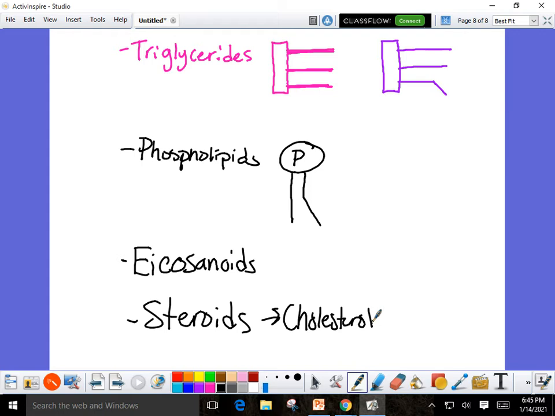So cholesterol has gotten a bad rap for a while. Your body makes it on its own. It's not something you need to get from your food, but you can. You can have too much of it, but your body does a pretty good job of getting rid of it. All right, and there's no special ending for lipid names. It's just lipids.